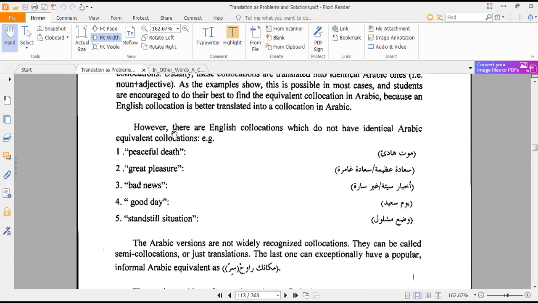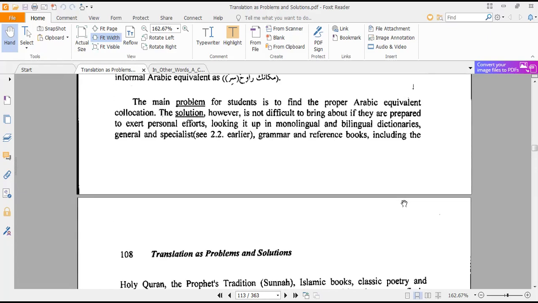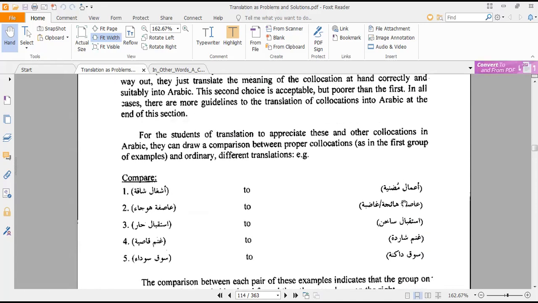Okay. On the other hand, we have some collocations: peaceful death, great pleasure, bad news, good day, and standstill situation. Peaceful death موت هادئ، هنا ما إلها identical collocation in Arabic. Bad news أخبار سيئة. طبعا bad news is a collocation in English, but أخبار سيئة in Arabic is not necessarily a collocation. Good day يوم سعيد، يوم جميل، while in English good day is a collocation, يوم سعيد is not a collocation in Arabic. So some collocations in English do not have identical equivalent collocations in Arabic.